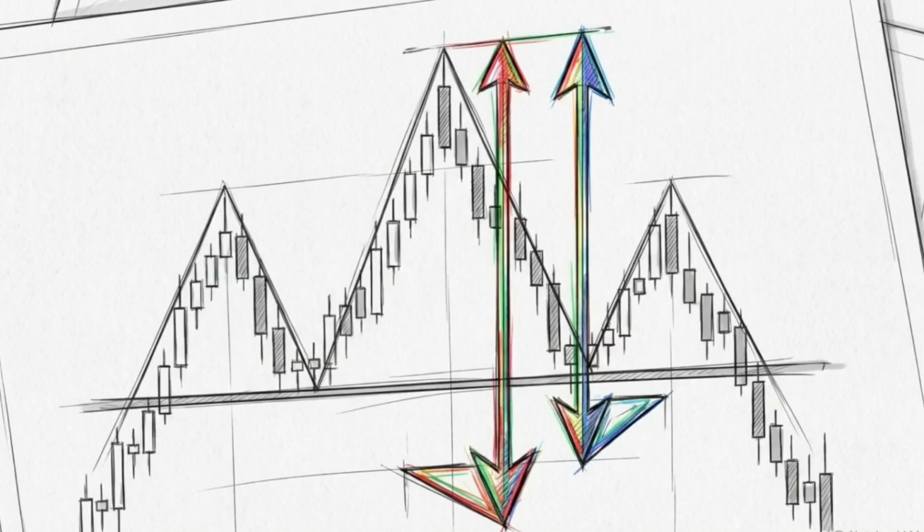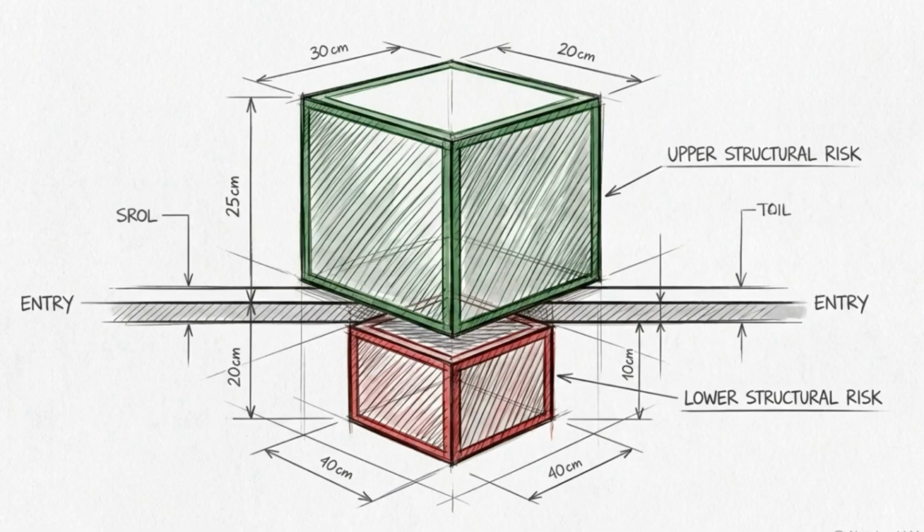This same logic applies to the head and shoulders. Measure the distance between the head and the neckline to find your target. Using these geometric measurements ensures a consistent risk-to-reward ratio and removes guesswork from the exit.